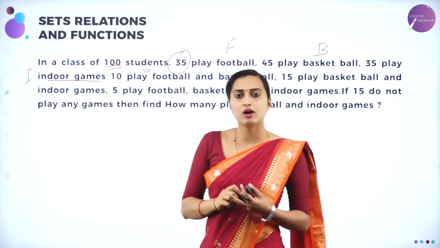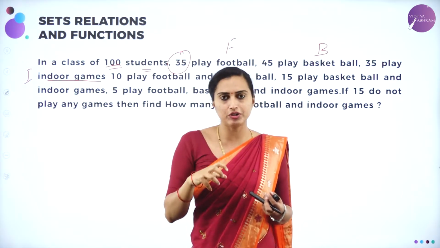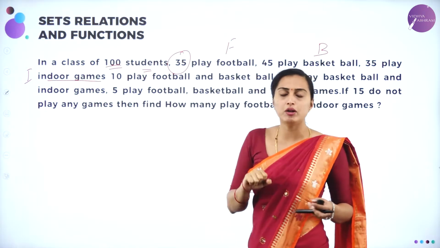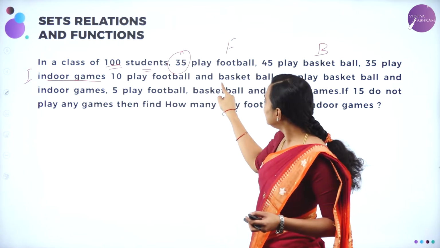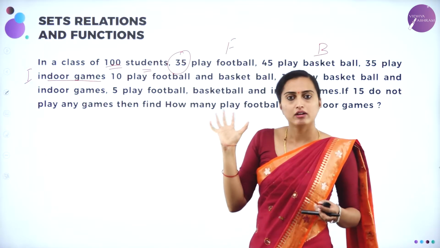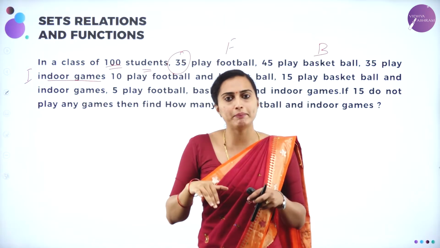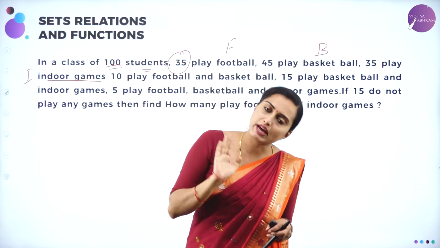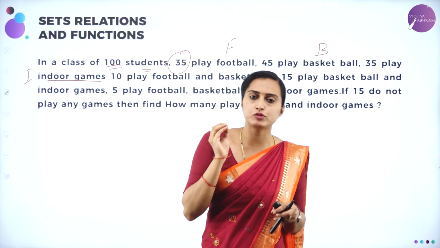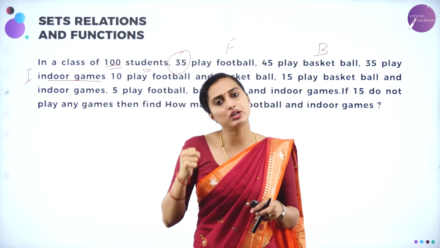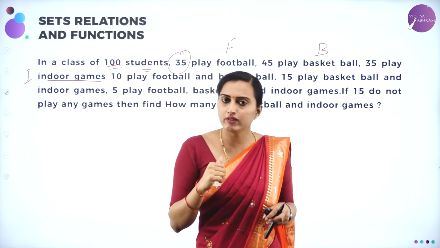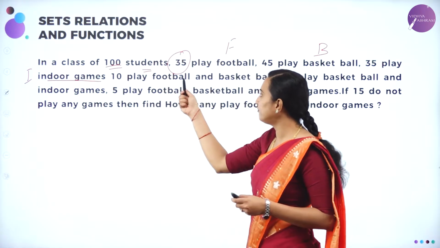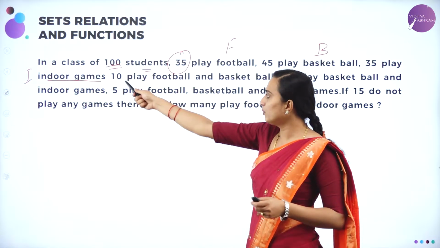What does 'and' mean? Common, isn't it? 10 play both football and basketball means n of F intersection B. Both play means common students will be there in basketball and football also. The same students will be in basketball, the same students will be in football. What will it be? Common. Common means intersection. So n of F intersection B is equal to 10.